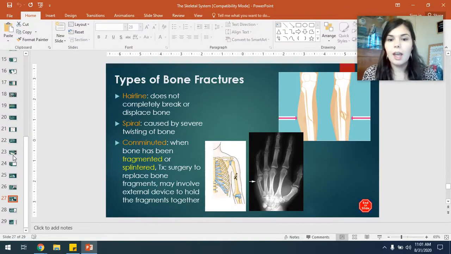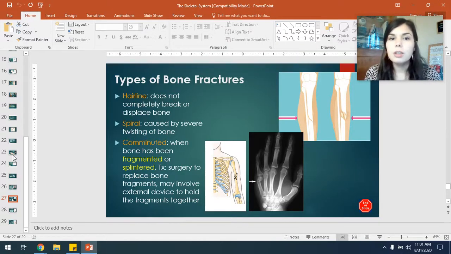So the image of the hand down there on the pinky finger, there's a hairline fracture right where the arrow is pointing. A spiral fracture is caused by a severe twisting motion of a bone, which is what the image in blue in the upper right-hand corner is. And this is most commonly caused by skateboarding, rollerblading, or riding a scooter. These types of incidents typically are what cause a spiral fracture.